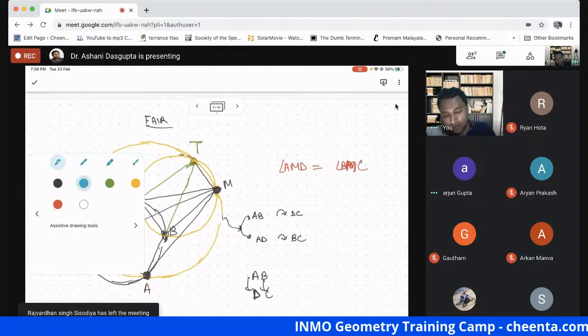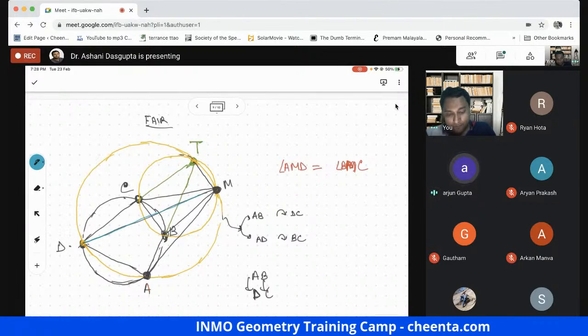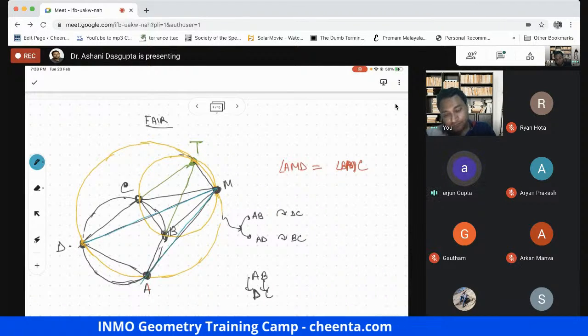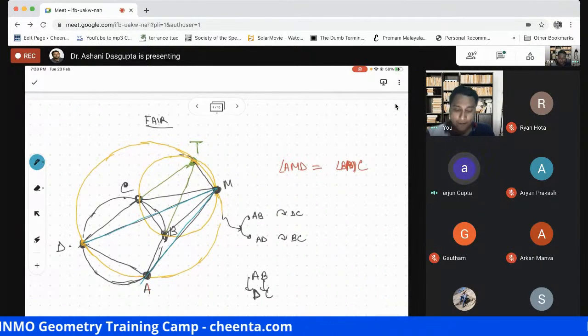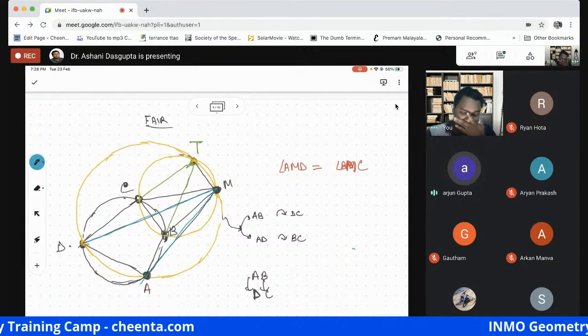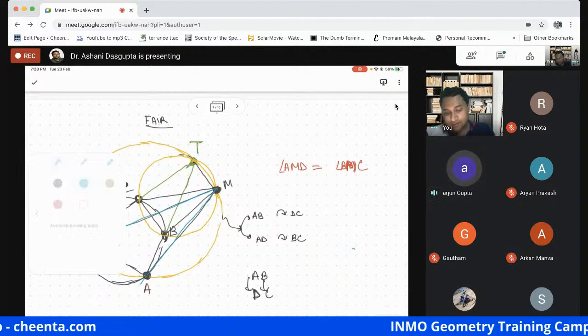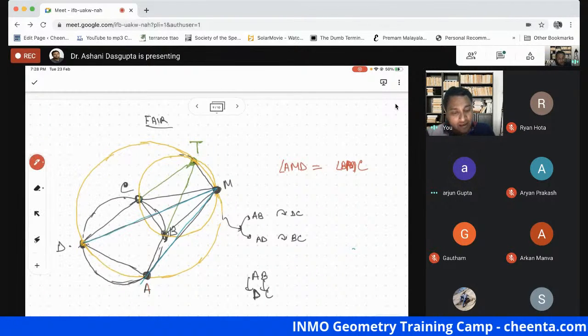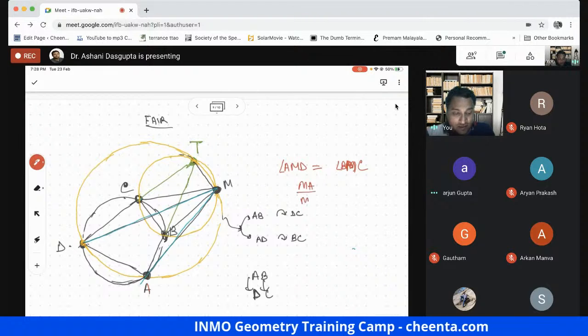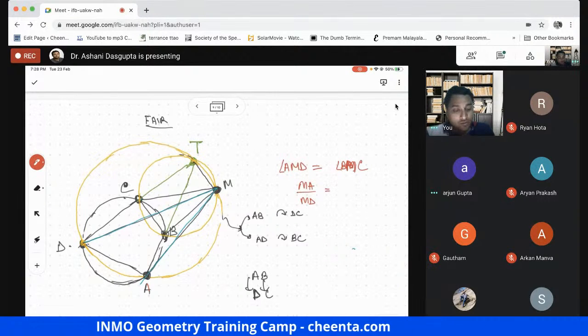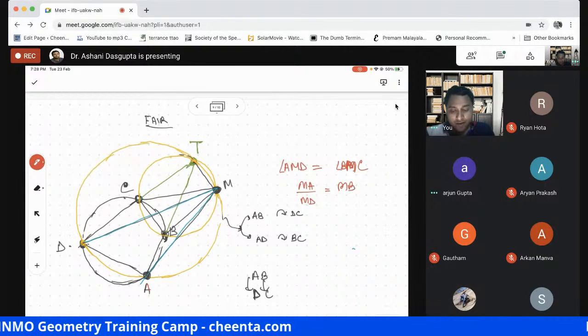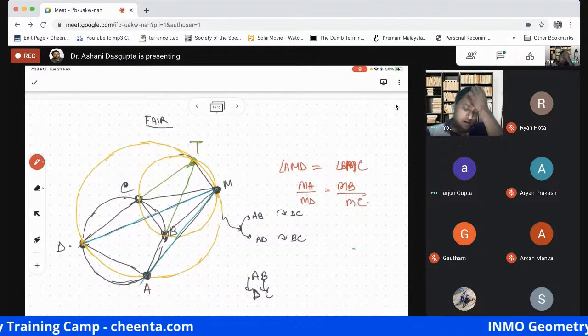So now it's only left to prove that the ratios are also equal. We want to prove that MA by MD is equal to MB by MC. How would you prove that?